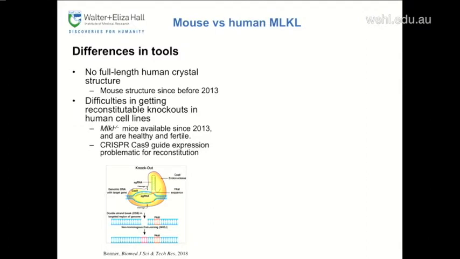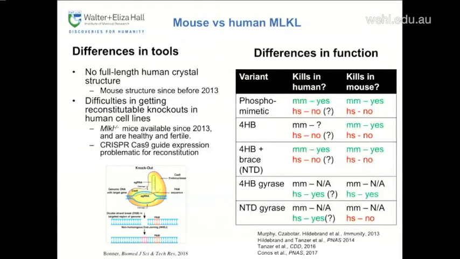And this means that we can't reliably assess the effects of mutations without the presence of the normal MLKL there. There's also a number of differences in function that we've noted so far between the mouse and the human protein.